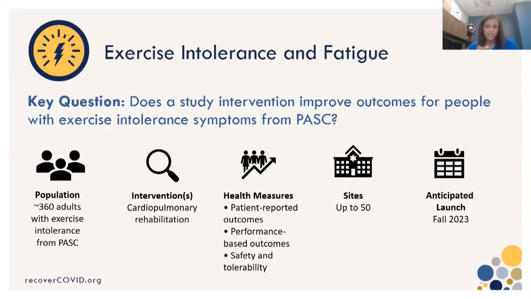For exercise intolerance and fatigue, we're really interested in whether or not a study intervention improves outcomes for people with exercise intolerance symptoms from PASC. We'll be looking at approximately 360 adults. And the intervention here is cardiopulmonary rehabilitation. There are both patient-reported outcomes and functional outcomes as well. This will be done in up to 50 sites and launching hopefully in the fall of this year. Next slide, please.